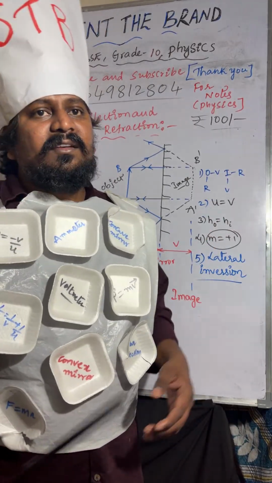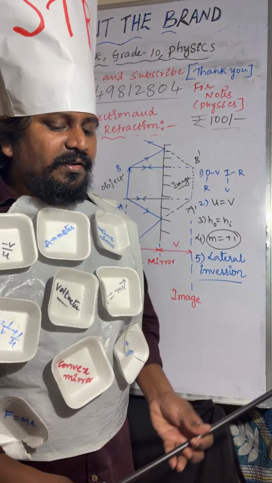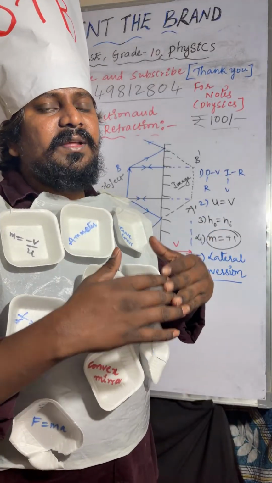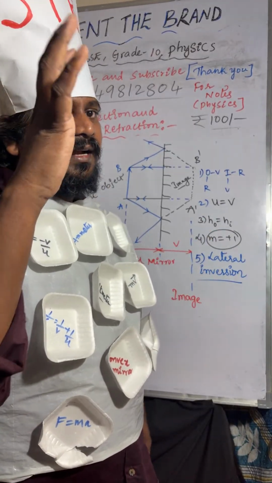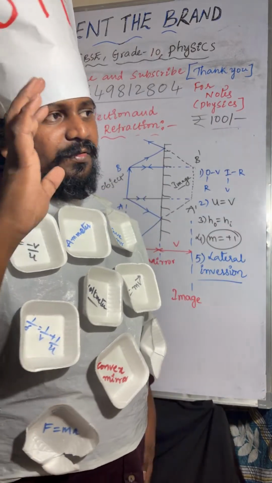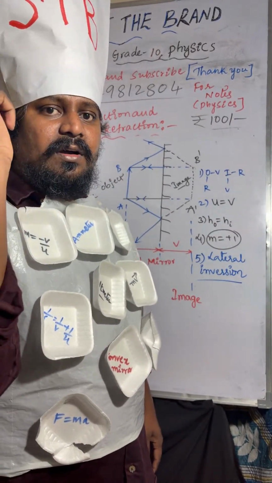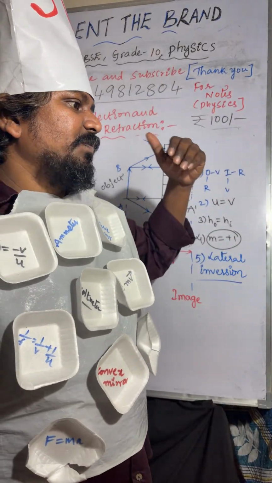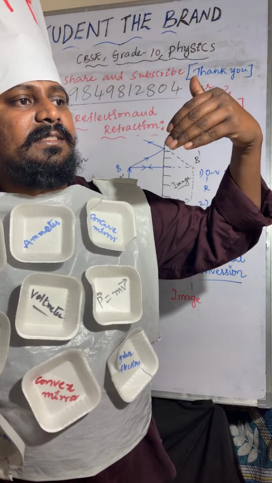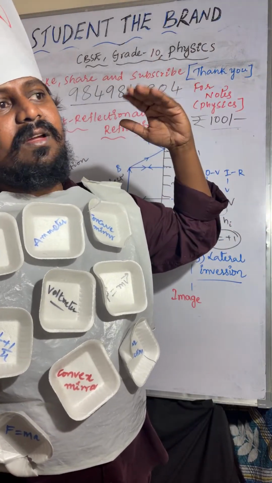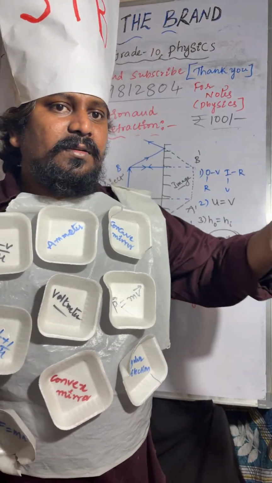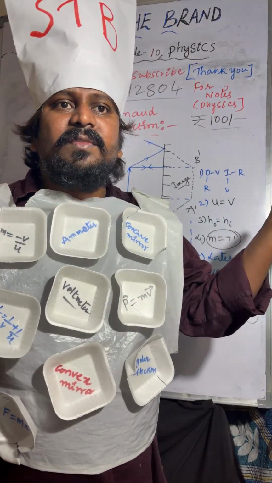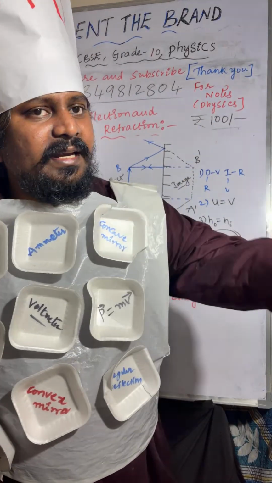And coming to lateral inversion. So what is lateral inversion? If you are standing in front of the mirror and you lift your right hand, it appears on the left side of the image. The object's left-hand side appears on the right side of the image. Simply, the right side of the object appears on the left side of the image, and the left side of the object appears on the right side of the image.